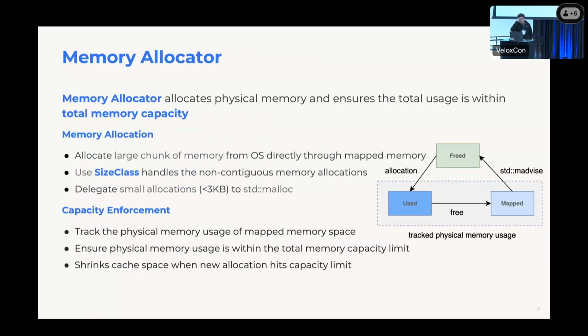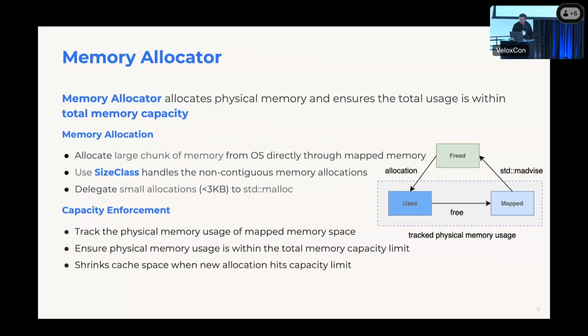In the next slide we talk about the memory allocator. The memory allocator allocates physical memory, and it ensures the total physical memory usage is always within the total memory capacity. Inside the memory allocator, we optimize large memory allocations. We support two kinds of large memory allocations. One is the large contiguous allocation. For that kind of allocation, we directly allocate the memory from the operating system using mmap, and when we free the memory, we just call munmap to free it.